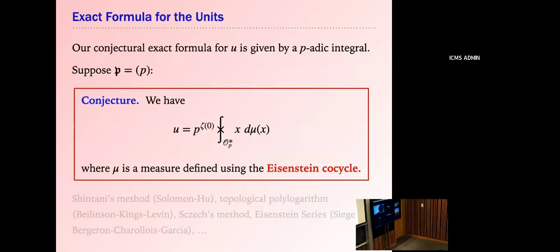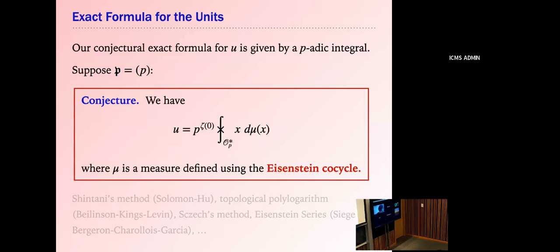so O here is the ring of integers of F, and I am assuming in this, just for notational clarity, that the prime P is an inert prime, so say it's generated by a rational prime p, then O_P is just the completion of O_F at P, and O_P star is its group of units. So this is a topological space, and you can write down a p-adic multiplicative integral of the function x with respect to a measure that's defined on this space using what's called the Eisenstein cocycle.